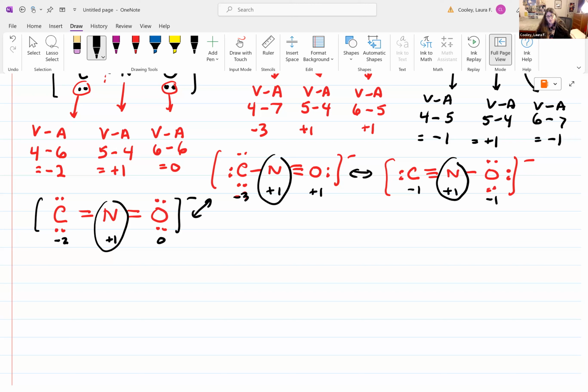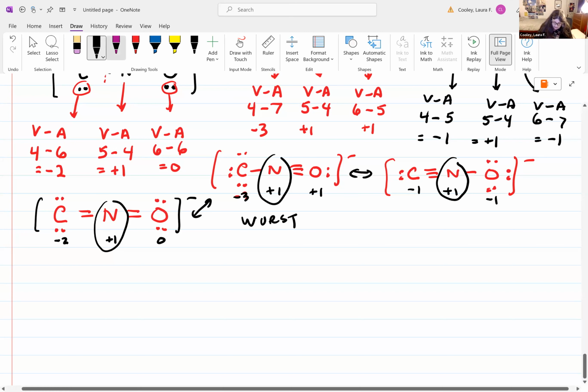Okay. But which is the worst? Well, you don't want to have a positive charge on an oxygen and a -3 on a carbon. So I would say this is the worst, this one here that I can't seem to write on. And this one has a -2 charge on carbon. No, it would be better to put a -1 on oxygen and leave a -1 on carbon. So I would say the third one here is the best.